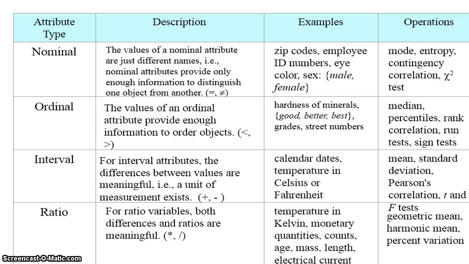For interval attributes, the differences between values are meaningful. A unit of measurement exists, whether positive or negative. For example, calendar dates, temperature in Celsius or Fahrenheit. The operation that you can perform would be mean, standard deviation, Pearson correlations, and others, and t-test. Okay, and ratio, for ratio variable, both differences and ratios are meaningful. Temperatures in Kelvin, monetary quantities, counts, age, mass, length, electrical current, and all that.